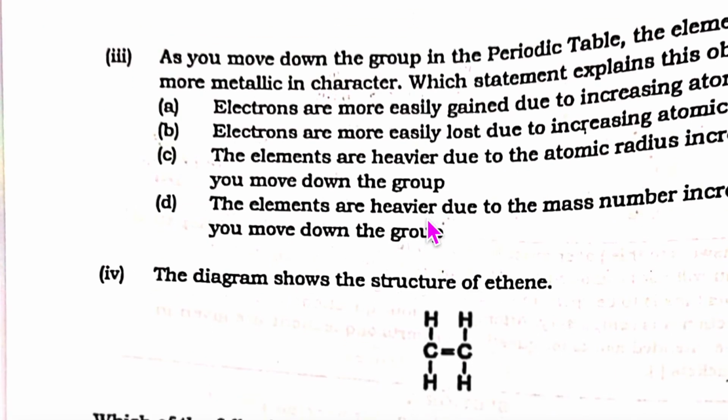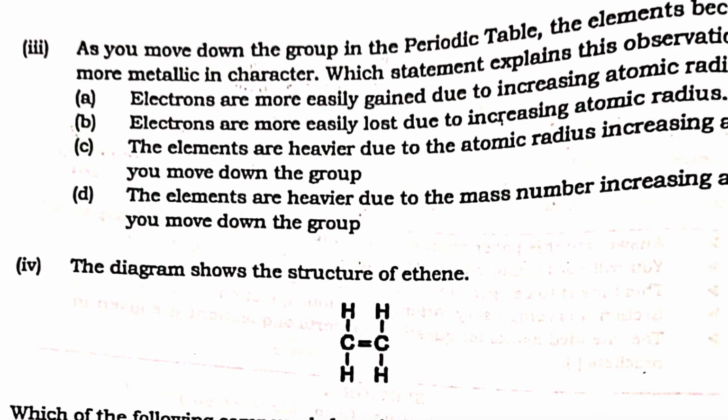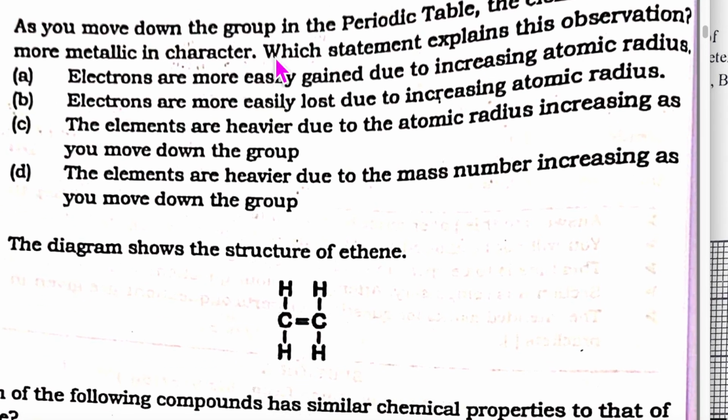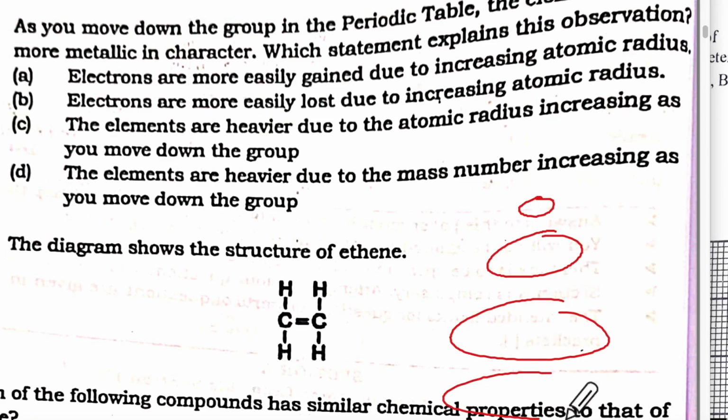We come to the third one. Let us move very fast. As you move down the group in the periodic table, the elements become more metallic in nature. Why do they become more metallic? Because the atomic radius is going to increase. So the pull on the electron is going to be less. So electrons will be lost more readily and cations will be formed more readily. So more metallic. So they are telling you which is the explanation.